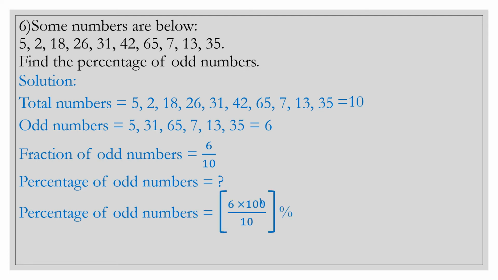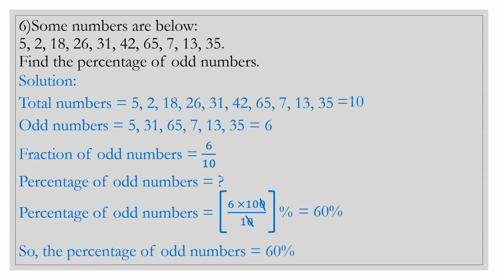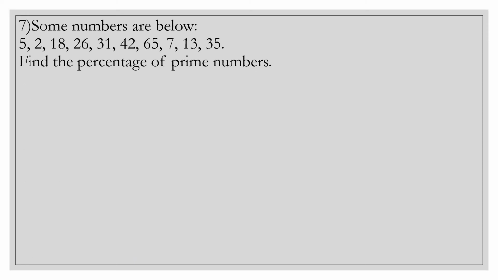Now simplify. Cut 0 by 0. Now we have 6 multiplied by 10. Do the multiplication. We get 60%. So the percentage of odd numbers is equal to 60%. The next is question number 7.